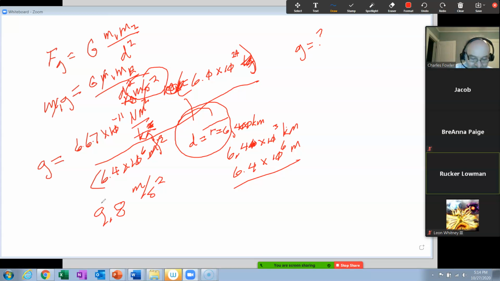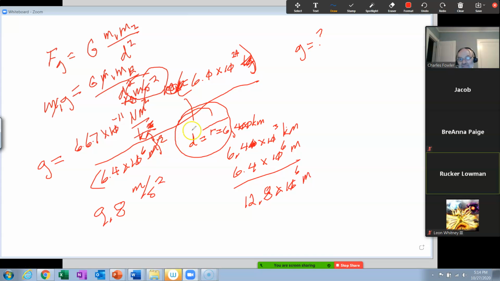Now, here's another what if. What would be the value of G if the Earth was less dense with the same mass but double the radius? So here's what we're going to have then. We're going to have the same mass, 6.0 times 10 to the 24th kilogram, but we're going to double the radius, whereas before it was 6.4 times 10 to the 6th meters. Now the new radius is going to be 12.8 times 10 to the 6th meters.